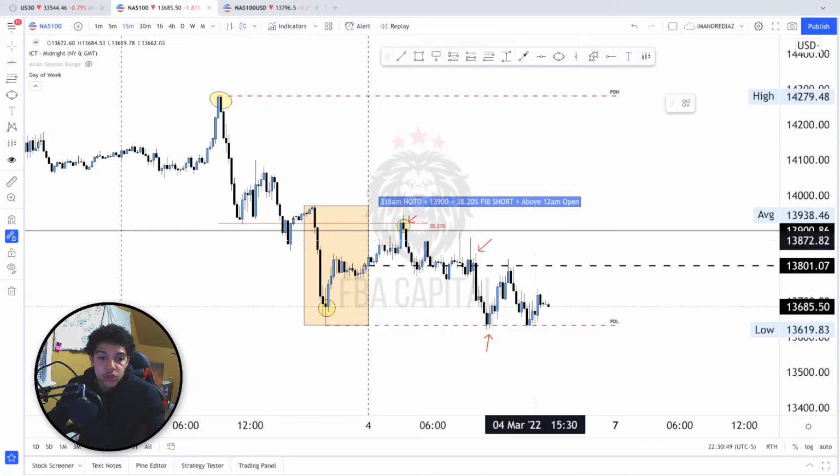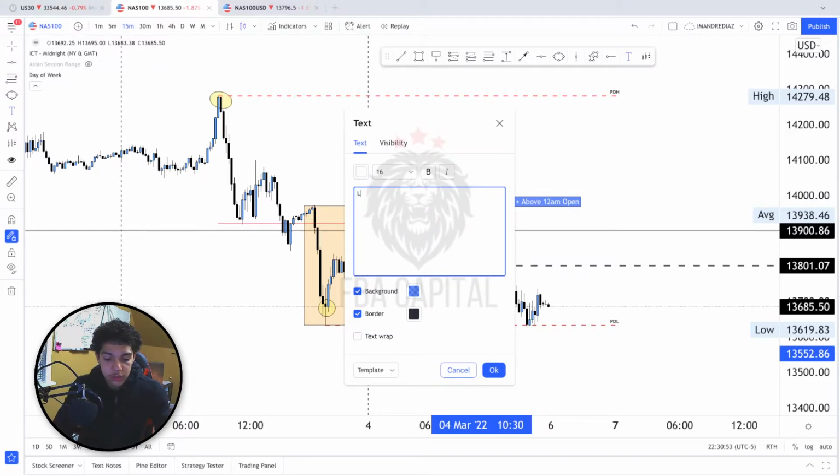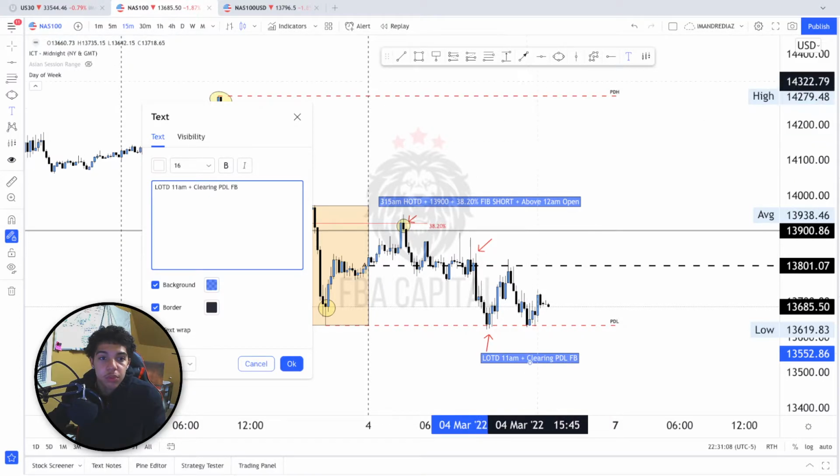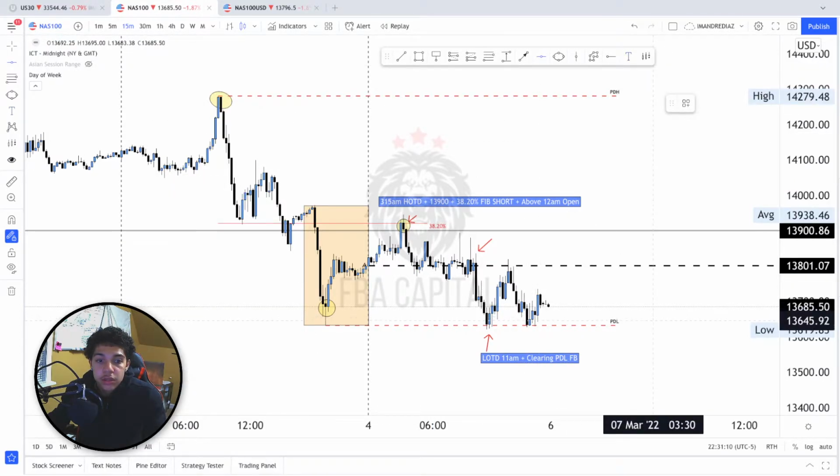Now, the second area I want you to pay attention to is right down here. We got the low of the day at 11 a.m. after clearing the previous day's low and having a false break, along with tapping into what? Where are we in price? We are at, I'm going to say 650. So 13,650, which is a mid-figure level.